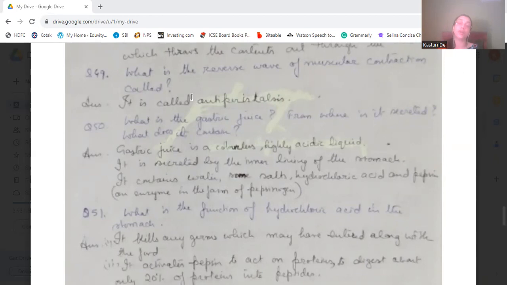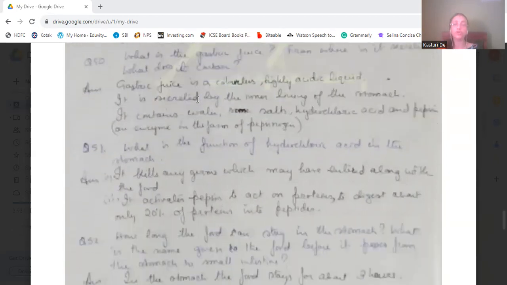What is the function of hydrochloric acid in the stomach? Maybe two functions are there. It kills any germs which may have entered along with the food. It activates pepsin to act on proteins, to digest about 20% of proteins into peptides. So hydrochloric acid kills the germs which may have entered along with the food. And another is it activates pepsin, that is, from pepsinogen to pepsin, to act on the proteins, to digest only about 20% of the protein, and that will convert into peptides.